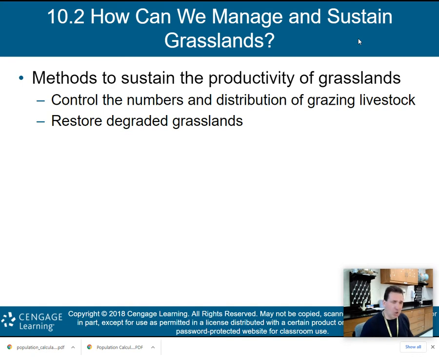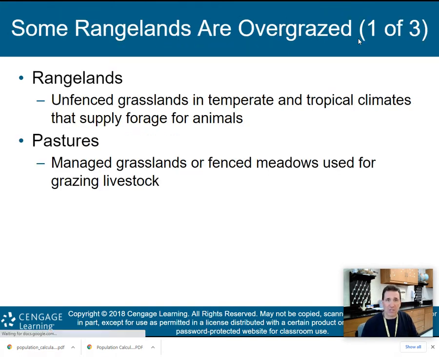All right. So first off, how can we manage and sustain grasslands? Methods to sustain the productivity of grasslands: control the numbers and distribution of grazing livestock, and restore degraded grasslands. Okay, so these are some methods we can use. So let's talk about rangelands and overgrazing. What is a rangeland? A rangeland is an unfenced grassland in temperate or tropical climates that supplies forage for animals.